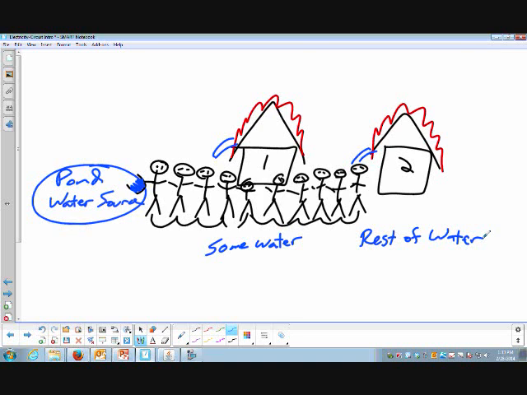I previously made the analogy that the bucket is the same thing as the charge. In an electrical circuit, the charge moves, the bucket moves. The people represent the electrons. In an electrical circuit, electrons don't actually move, it's just the charge. The electrons pass the charge on from one electron to the next, like the people pass the bucket.